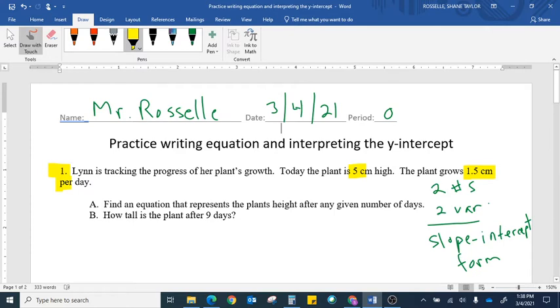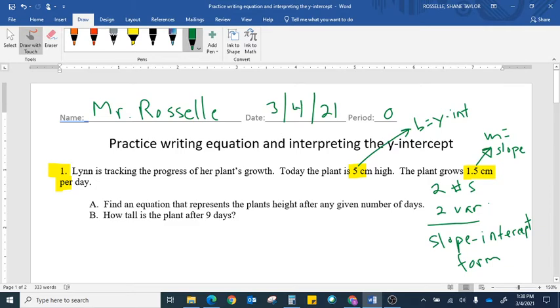And we want to pay special attention to the number that is followed by the word per, because that's going to give us a clue that that's going to be our slope, which is our rate of change. Okay, so this is what we're going to call M, and then this right here is what we're going to call B. So B is our y-intercept. It's where the graph crosses the y-axis. And M is our slope.